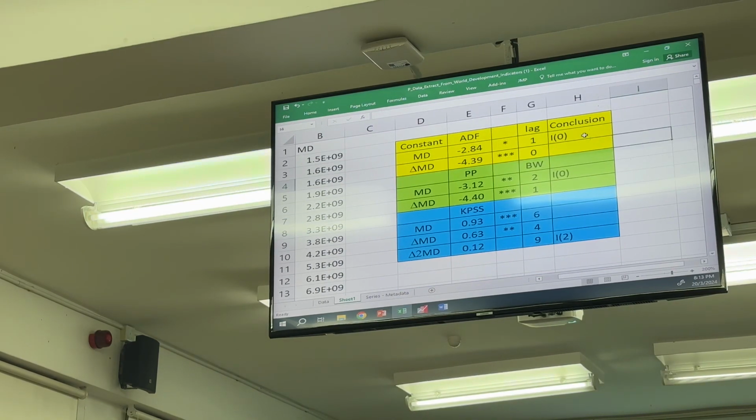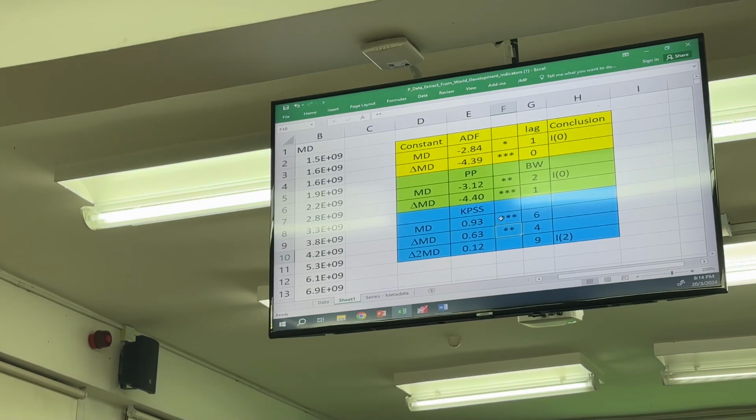So I have a difficulty in making a conclusion, because now my ADF shows that my series is I(0) because it's significant at 10% in the level and significant at 1% in the first difference. Then Phillips-Perron is significant at 5% in the level and 1% in the first difference. So both unit tests show that my variable is I(0), right? Then once I use the KPSS, it overturns my result. It shows that my variable is I(2) because it is significant at the level and first difference.